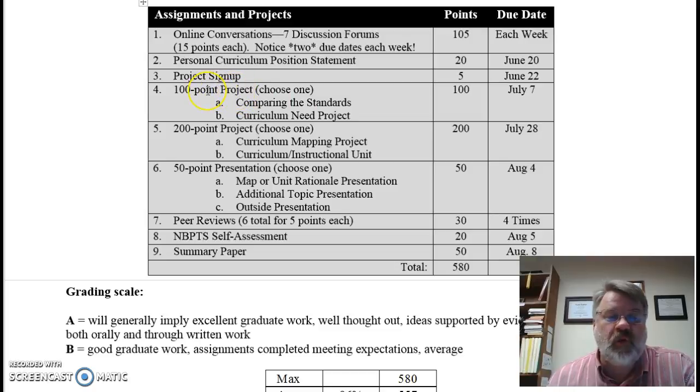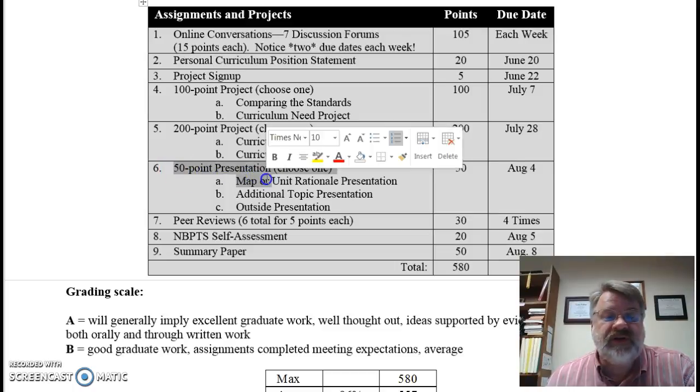I want to zoom in on some of the options here, the optional projects. I would like you to choose one of the 100-point projects, comparing the standards or the curriculum need project, one 200-point project, the curriculum mapping or curriculum unit, and then one of the 50-point presentations.